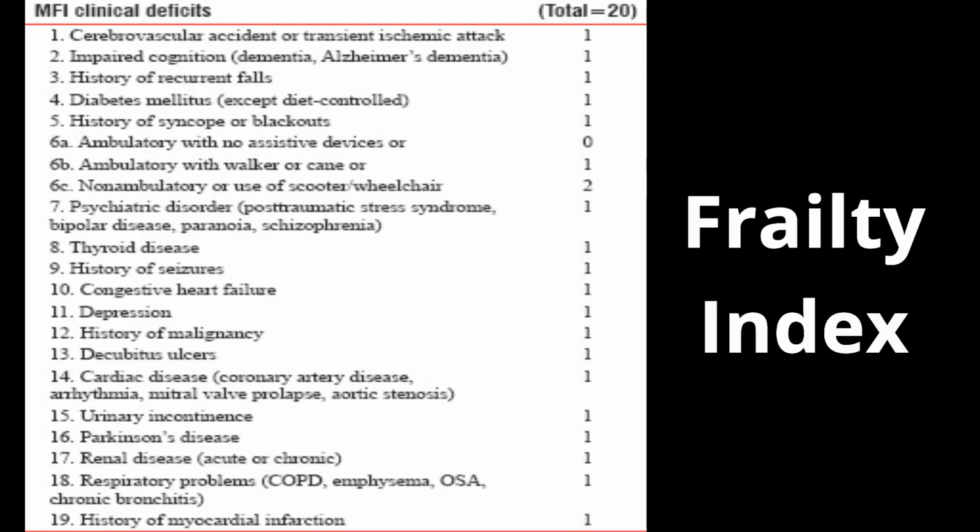Next method is frailty index. Here you look for these diagnoses and give points. Finally you give a score to frailty. It's quite extensive and requires proper history.